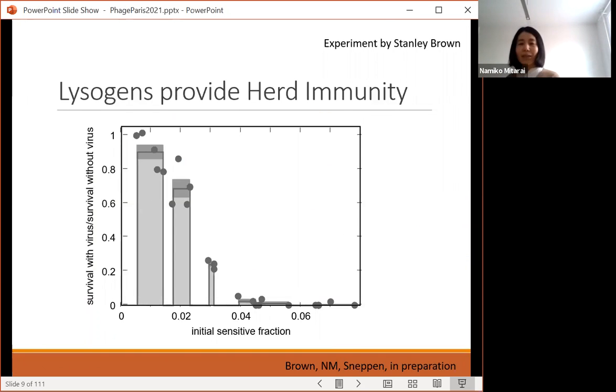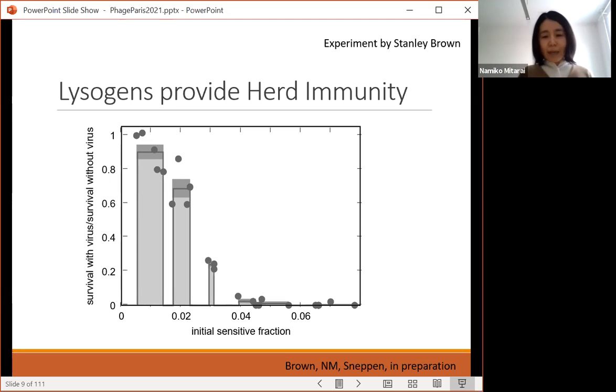And we did see that it does have herd immunity. Here, this axis is the initial sensitive cell fraction, and this axis is the survival fraction at the end. You can see that they do provide immunity, though it's not very threshold-like; it's more of a smooth curve that we have observed.